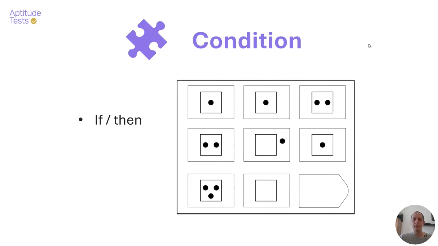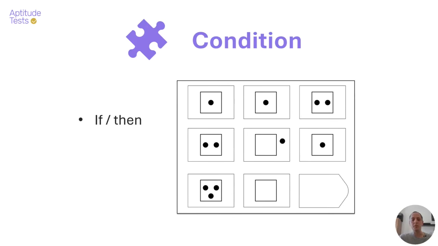Okay, the last pattern is condition, in which the change of the shape is going to depend on certain conditions. As I mentioned, this is a more challenging pattern that is going to appear less commonly than the previous 5, but you should be familiar with it nonetheless.